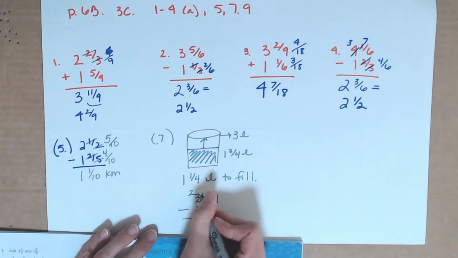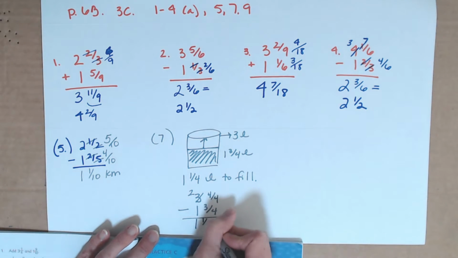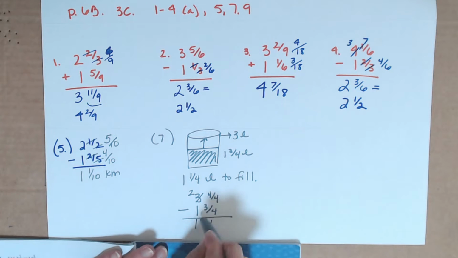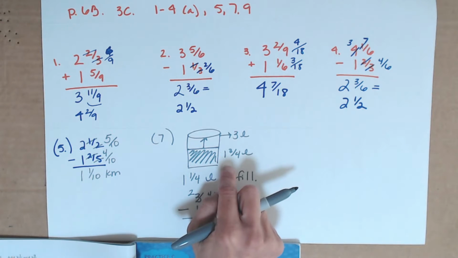So then I can subtract. 2 minus 1 is 1. 4/4 minus 3/4 is 1/4. So I just solved it using fraction subtraction, basically, but it was pretty easy to just reason out as well.